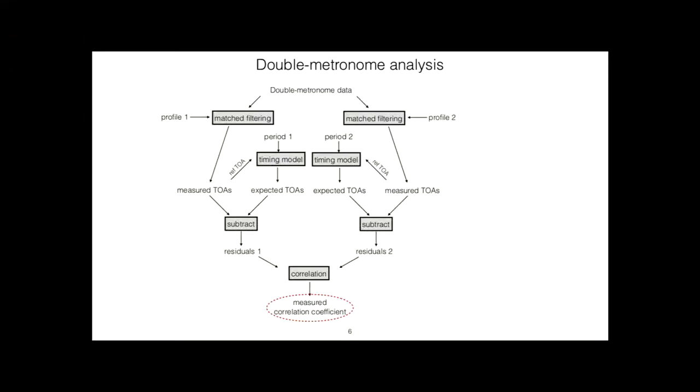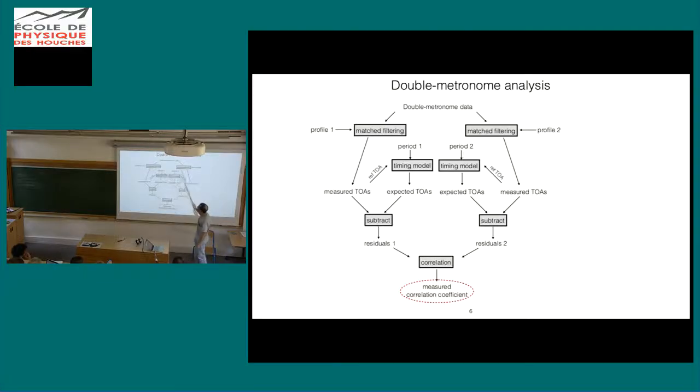Then I used the periods and the pulse profiles that I get for the two metronomes to do the double metronome analysis, where I've got the microphone moving. Okay, so I've got the double metronome data. I do matched filtering using the profile from metronome 1 to get the measured time of arrivals from metronome number 1. I use the period that I have from metronome number 1 and the timing model to get the expected TOAs. I subtract to get the residuals.